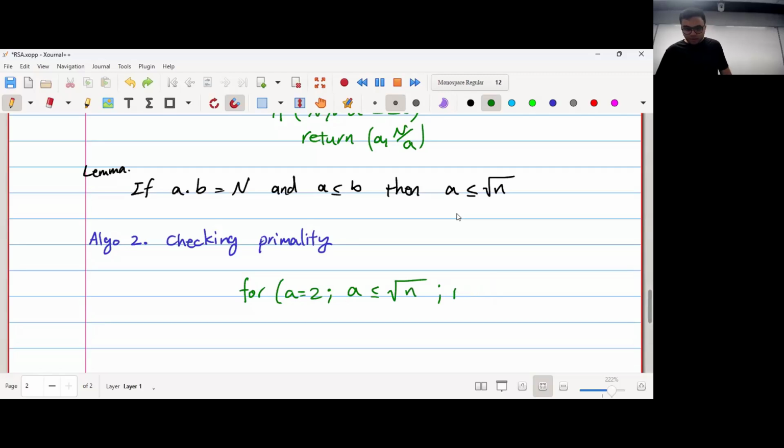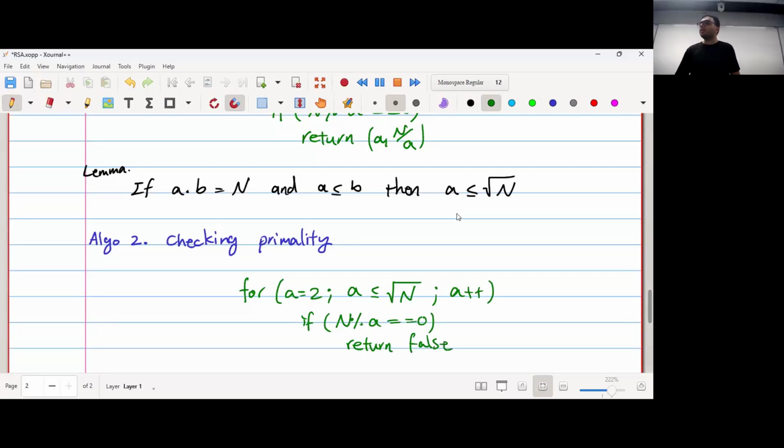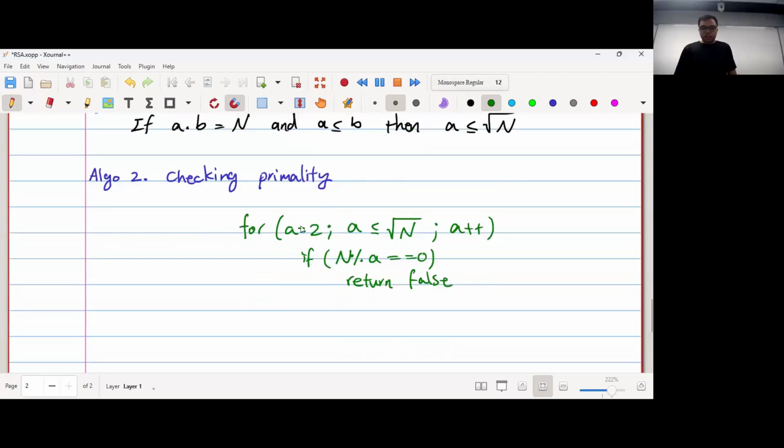sorry, this was big N. This one is also big N. Okay, so I say for every a from 2 to square root n, if n is a multiple of a, then you just return false, saying that it's not prime because it's a multiple of a. Otherwise, if you didn't return false anywhere in this for loop, when the for loop is over, you return true, it's a prime number. Right. Great.